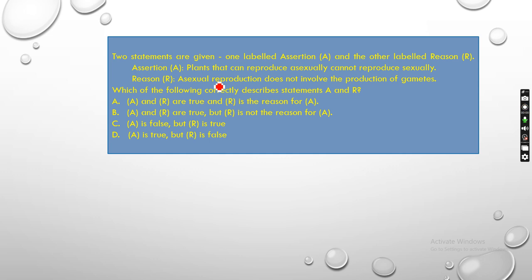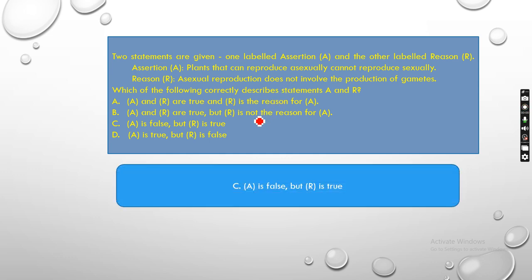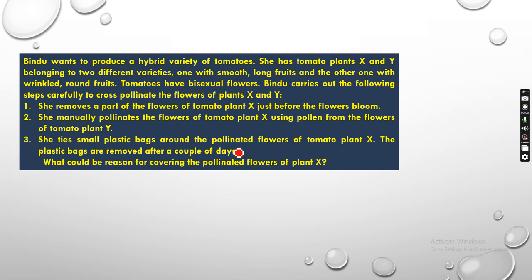Now the reason they have given, asexual reproduction does not involve the production of gametes. So if you see here, in asexual reproduction there is no involvement of the gametes because only one single parent is involved, right? So that means this statement is true. So A is false, R is true. Okay, so this should be the correct answer. Okay, let's do the next one.